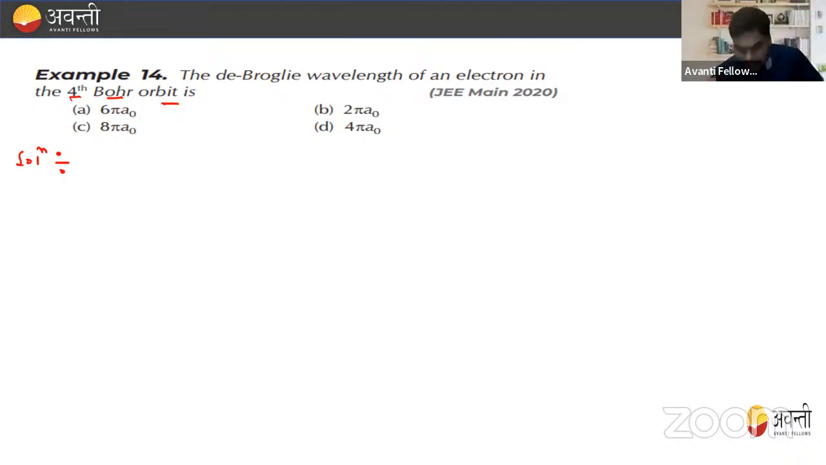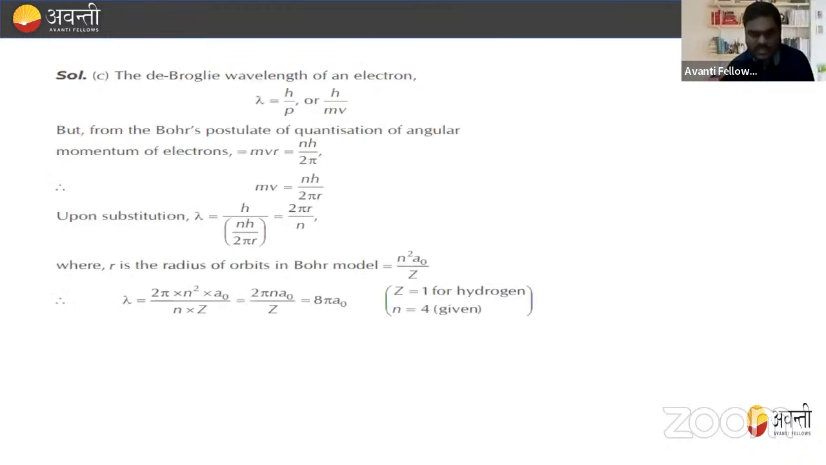Okay. So I hope you all calculate this. What is the de Broglie wavelength of an electron in the fourth Bohr orbit? Yes. So let's see the solution, beta.